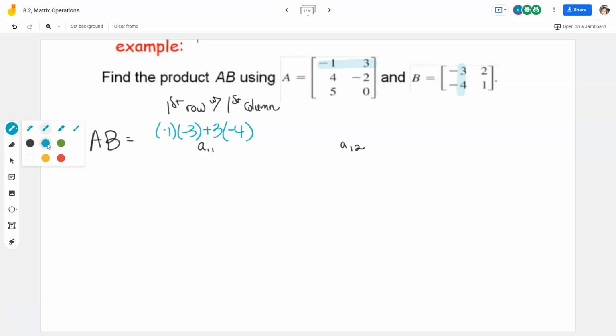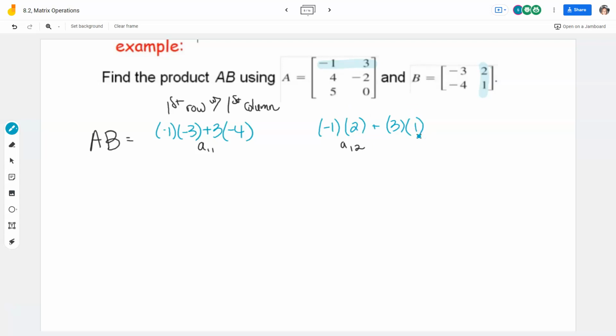First row, second column. So I'm still going to have a -1. I'm still going to have a 3. But instead of going cross down, it's going to go cross down and then cross over down. I'm going to remove this. And I'm going to do this. And I'm going to get -1 times what? 2. And 3 times what? 1.